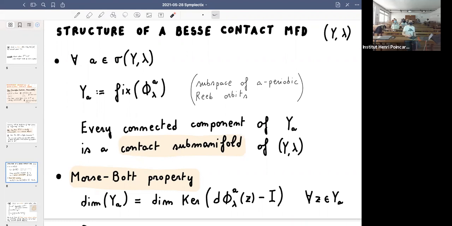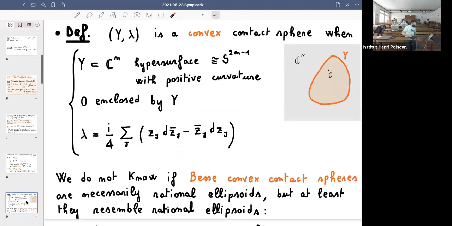Morse-Bott means that the dimension of this subspace of A-periodic orbits is equal to its nullity as a periodic orbit, which is the linear algebra quantity that I wrote here. It's the usual notion of nullity, say from dynamics. And pretty much for every reasonable variational principle you have for closed Reeb orbits, this tells you that the functional is going to be Morse-Bott. So this is all very, very classical.